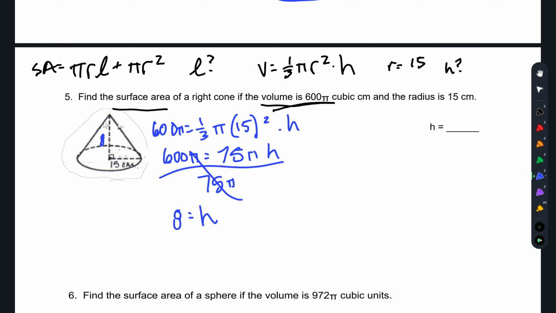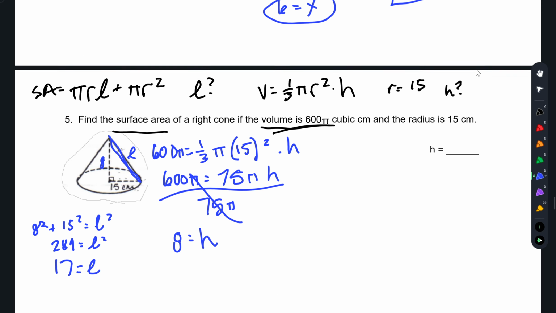We're going to do a little bit of Pythagorean theorem to get my slant height, which is L. 8 squared plus 15 squared equals my slant height squared. This gives me 289 equals slant height squared. We square root both sides. We get 17 for our slant height.